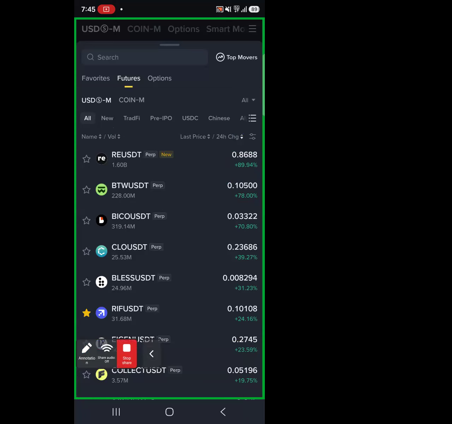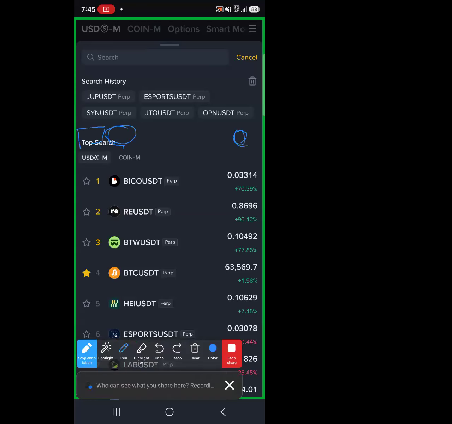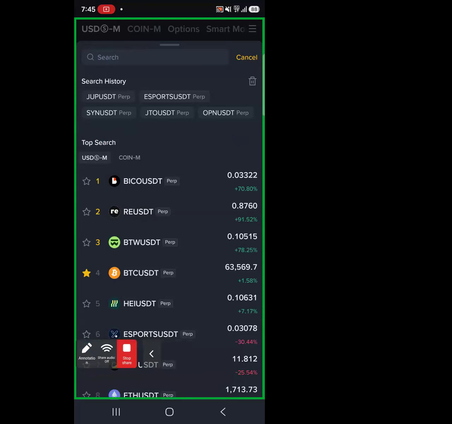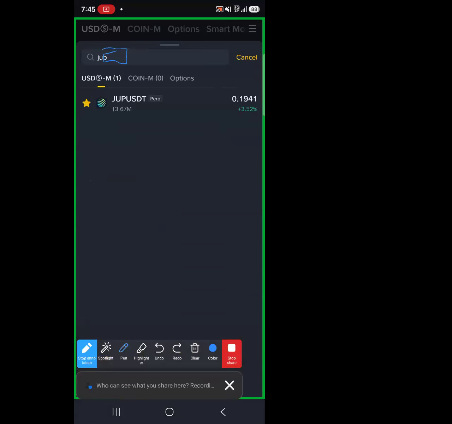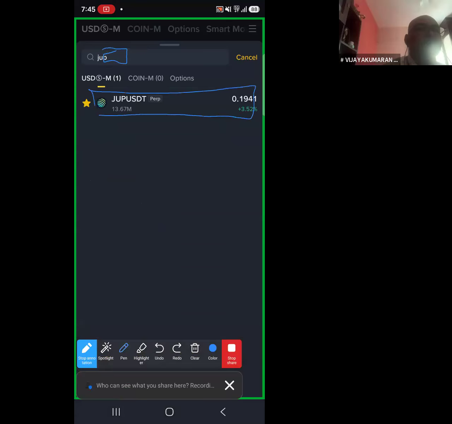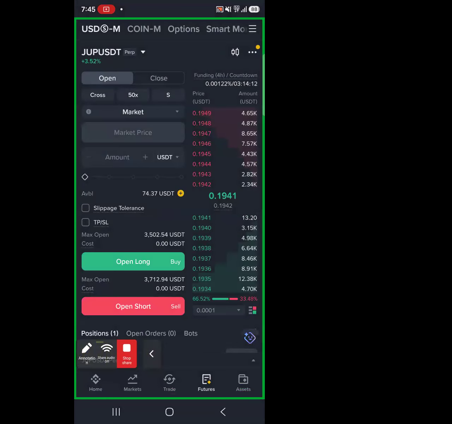So when you tap on any coin, for example, if a signal on a particular coin is shared, you simply come here and search for the coin. Like in this case, this morning, I was dropping Jupiter, right? And this is the coin. When you tap on it, you go right into the market.